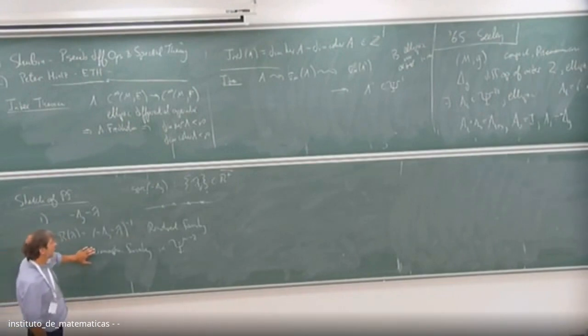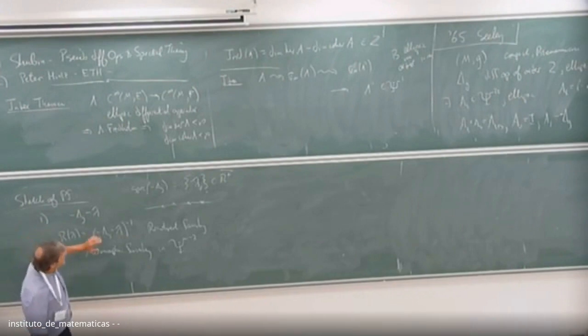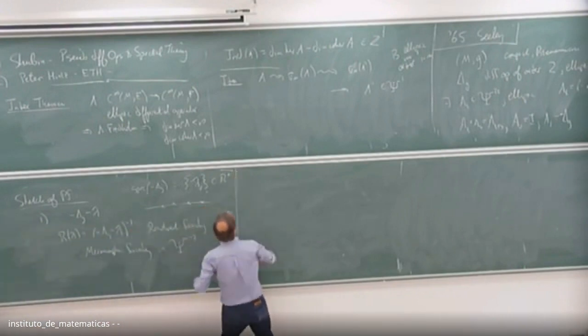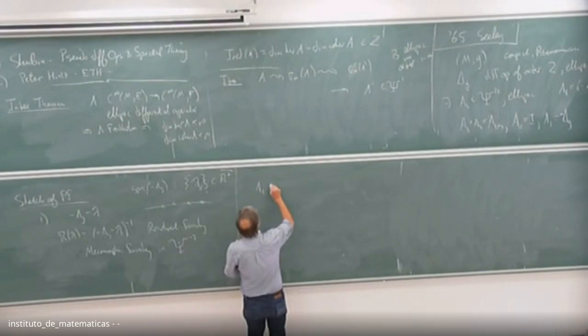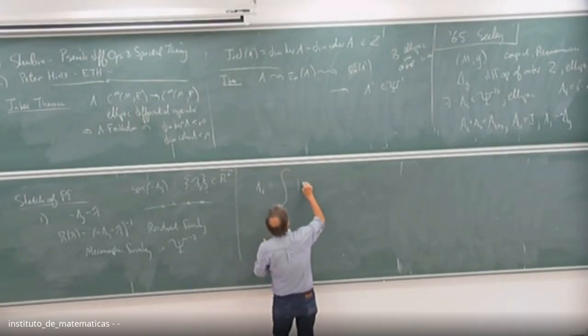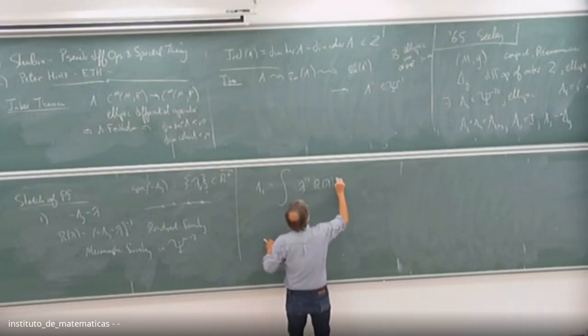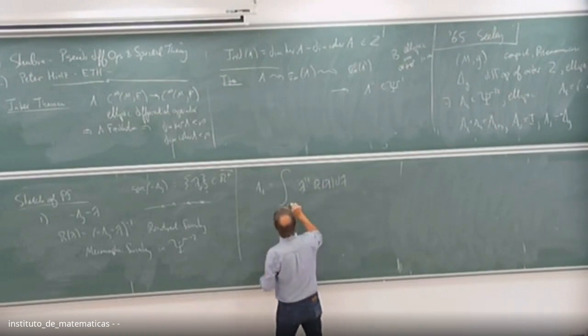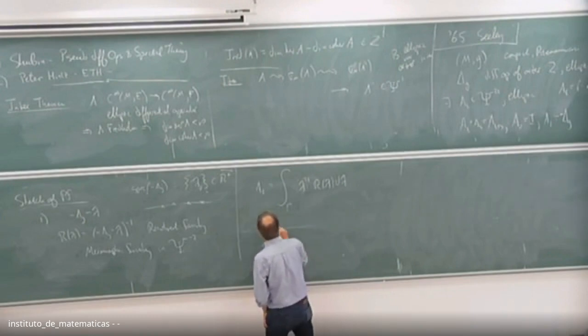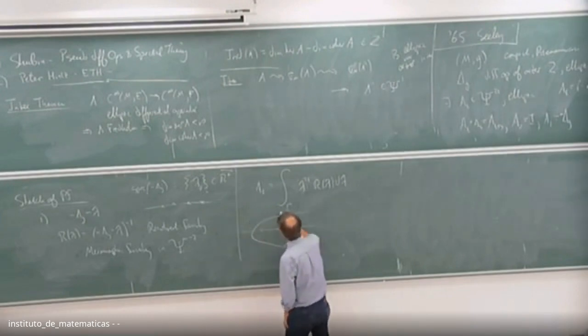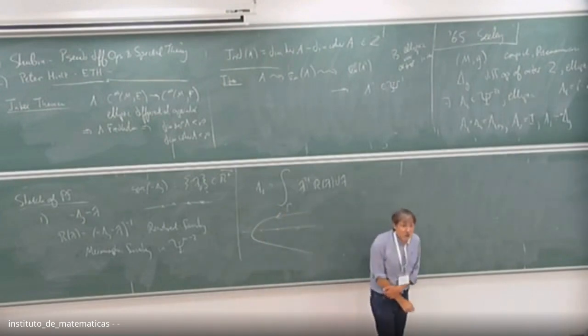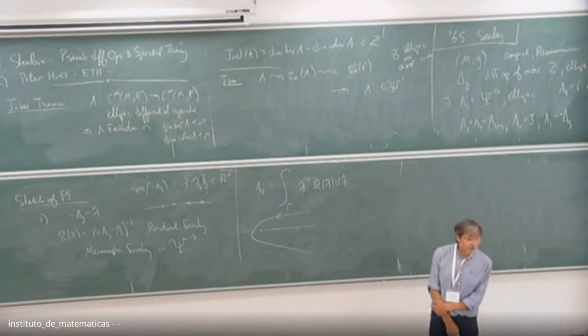So I have a meromorphic family in psi minus 2, and then I'm going to take a contour integral. I want to define A sub t to be the integral of lambda to the 2t times R of lambda, d lambda. I'm integrating on some contour, which looks like that. So it's just the Cauchy integral formula applied to this meromorphic family.